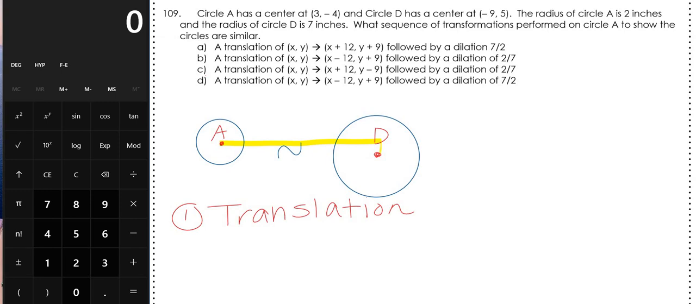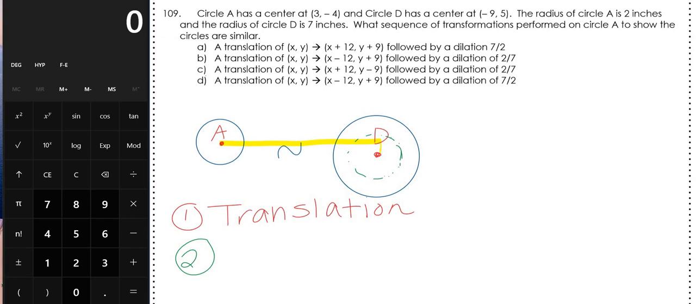The second thing that you want to do is make sure they're the same size. So right now, if I mapped circle A onto circle D, it wouldn't be the correct size, but the two centers would be on top of each other. So it would kind of look like that.